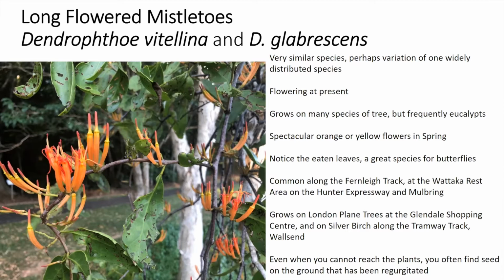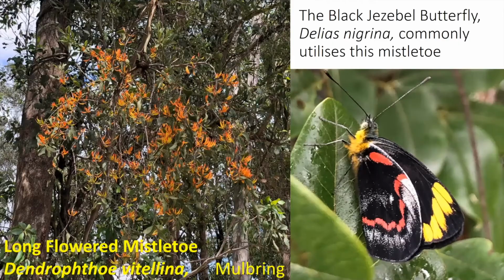On the left, you can see the plant growing. Ralph sent me photos like that of plants down your way. On the right, you can see the black Jezebel butterfly. And if you grow that, you'll have these butterflies around. The top of the wing's white, but underneath it's this black colour, and quite a beautiful butterfly. Absolutely loves that mistletoe. It lays its eggs there and the caterpillars use it.